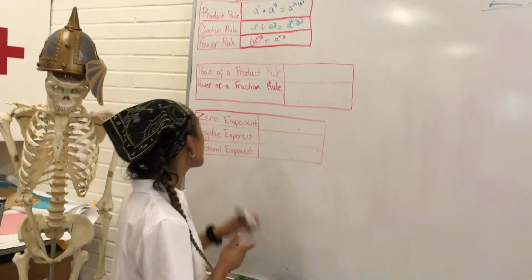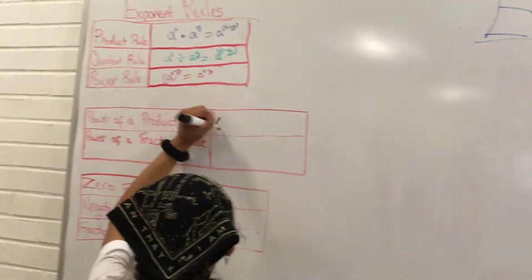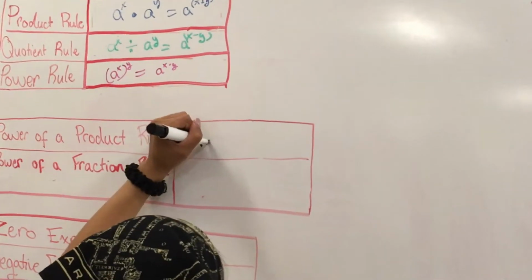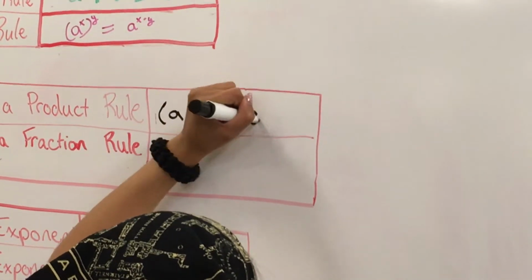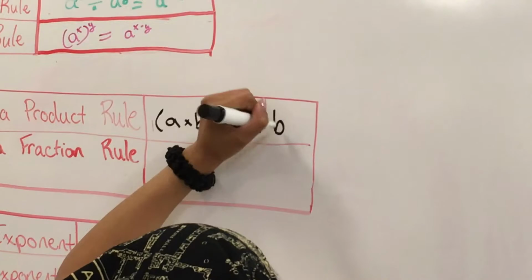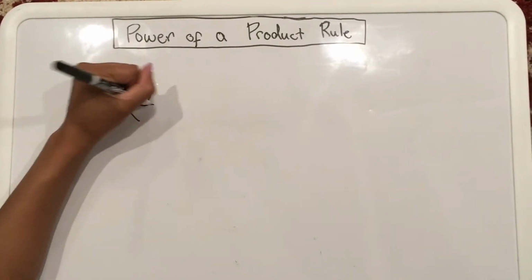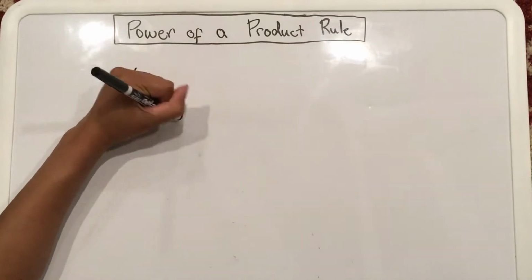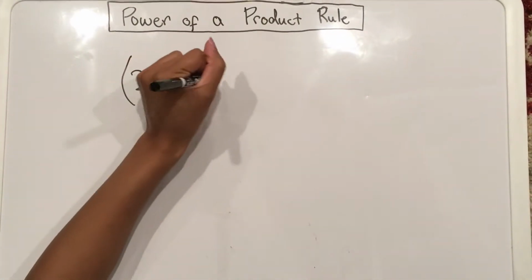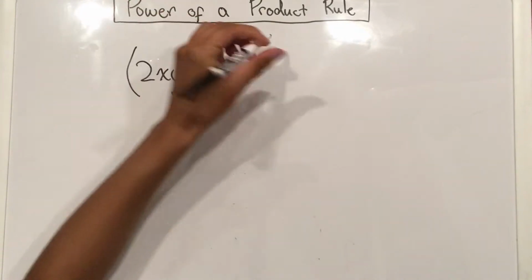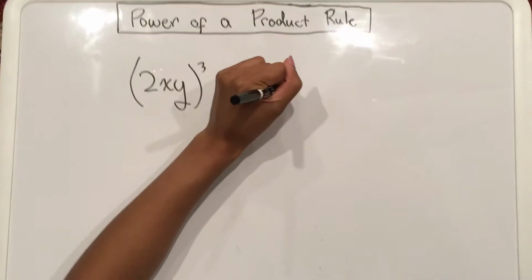Next, we have the power of a product rule. So in this, you have a times b to the x, which equals a to the x, b to the x. So let's say we have 2xy all raised to the third. That would equal 2 to the third, which is 8, times x to the third, y to the third.